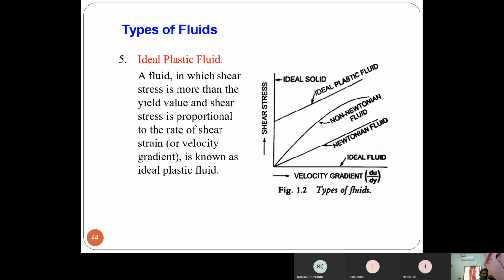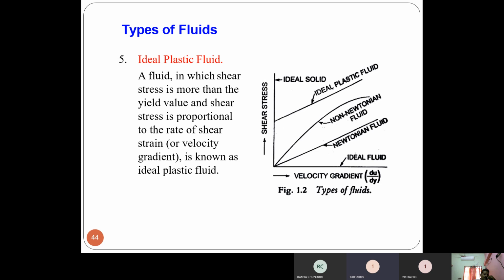And next, we come to the Newtonian fluid. Newtonian fluid means whose shear stress is directly proportional to the rate of shear strain. So if velocity gradient increases, shear stress also increases. This is a linear proportional relation. That is why it is represented with an inclined line which is passing through the origin. That means if velocity gradient is increasing, shear stress is also increasing. If velocity gradient decreases, shear stress will also decrease.